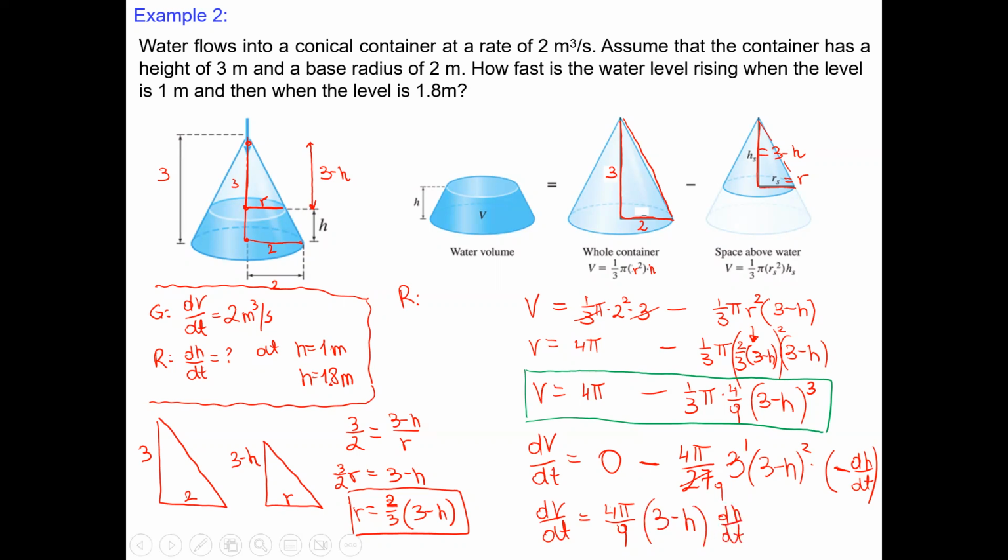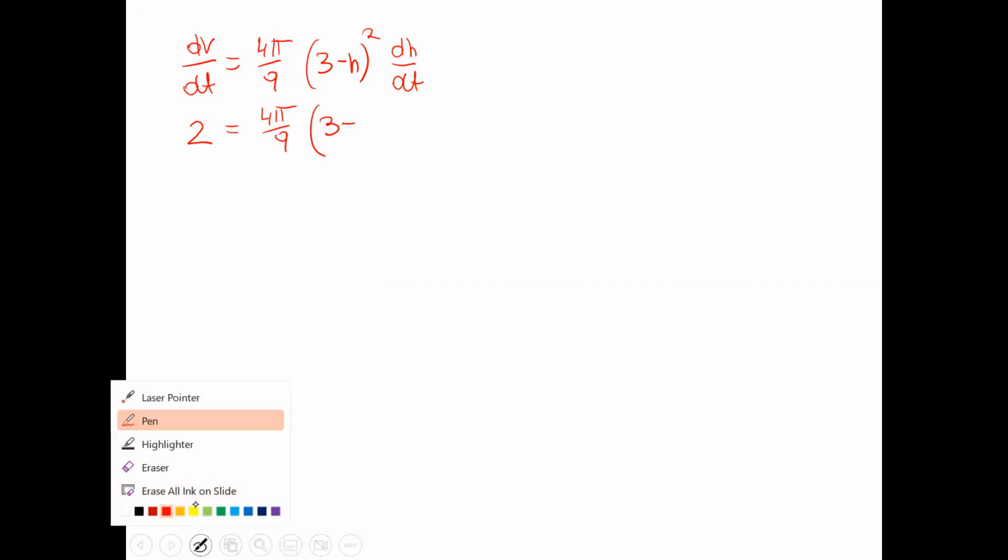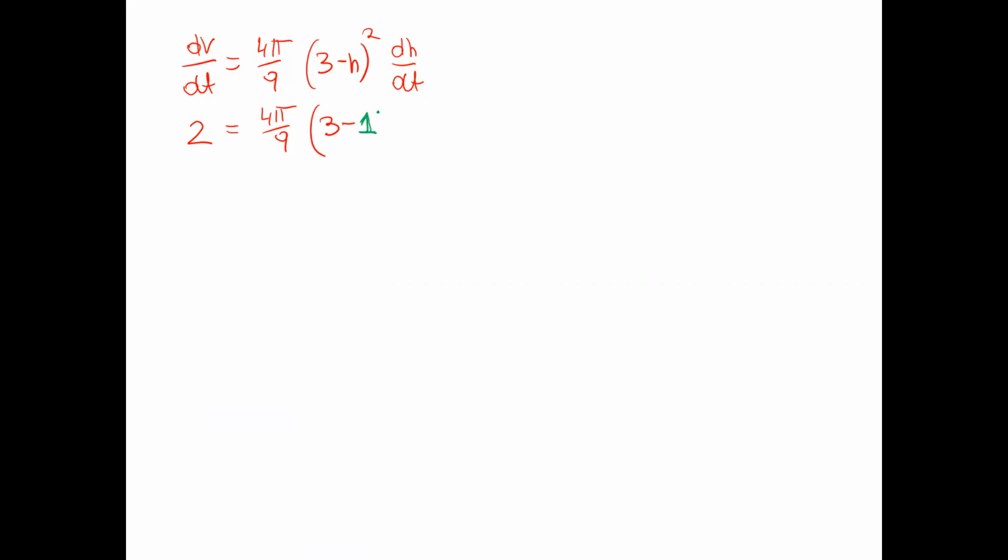Let's solve for dh/dt. I can maybe repeat this. dV/dt equals 4 pi over 9 times (3 minus h) squared times dh/dt. What will we do? Let's substitute what we can substitute. The rate of change of the volume is 2. It will be easier. And we're looking for the rate of change of height at the moment when height is 1. Okay, then it will be easier, and we will solve for dh/dt.